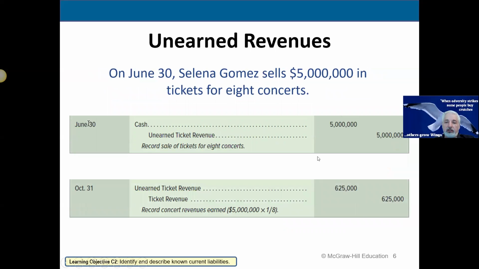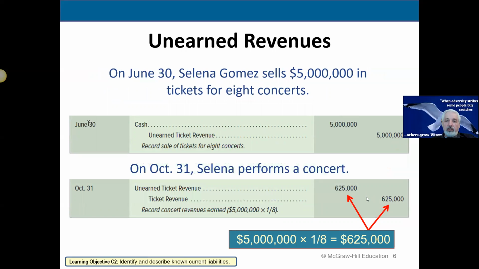Unearned revenues. We've talked about unearned revenues. What happens at a concert? Well, before the concert happens, we collect the cash and we have unearned revenue as a liability. It says the word revenue, but that isn't a revenue item. That's a liability item. Until we earn it, we can't move it.